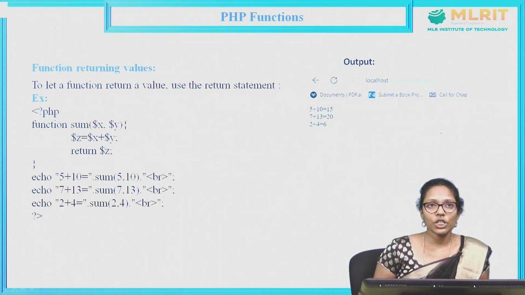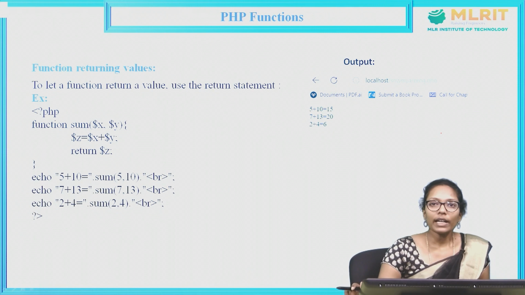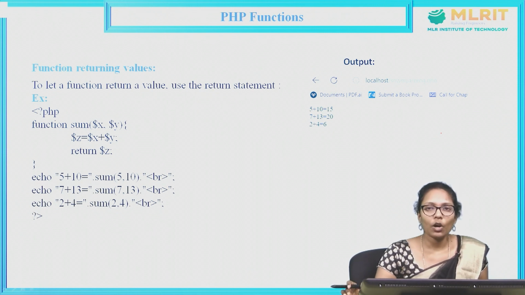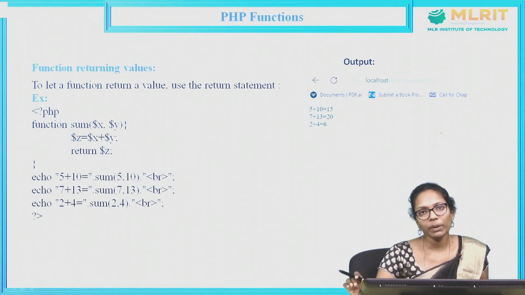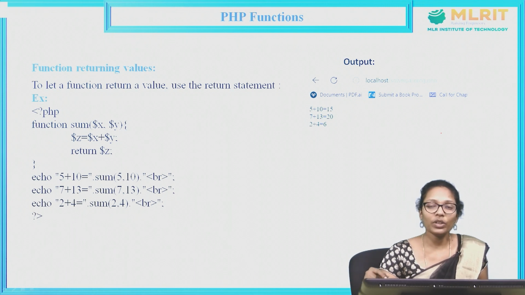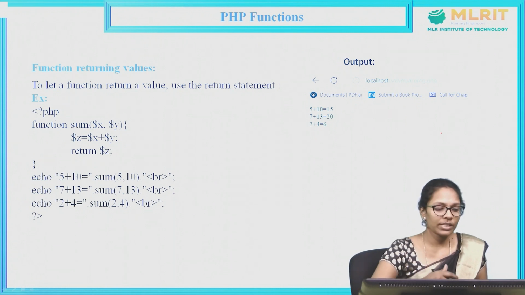So next is function returning values. So we are writing a function to do a particular task. After completing the task, what about the output? The output generated by the function may print the value or it may return the value. So how to catch that value if the function is returning? That we will see in this example.